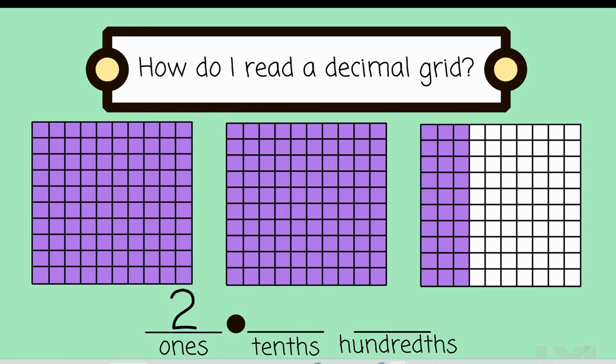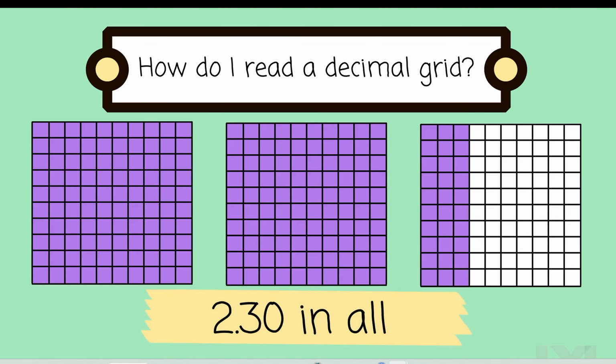Now I need to know how much is shaded in the last grid. When I count the total number of parts shaded in this grid, I see that there are 30 hundredths shaded in. I notice that these 30 hundredths are also representing exactly 3 complete columns, so 30 hundredths is equivalent to 3/10ths. I'll write the value of the last grid by adding a 3 in the tenths place and a 0 in the hundredths place. In all, these decimal grids are representing 2 and 30 hundredths, which we could also read as 2 and 3/10ths because they're equivalent values.